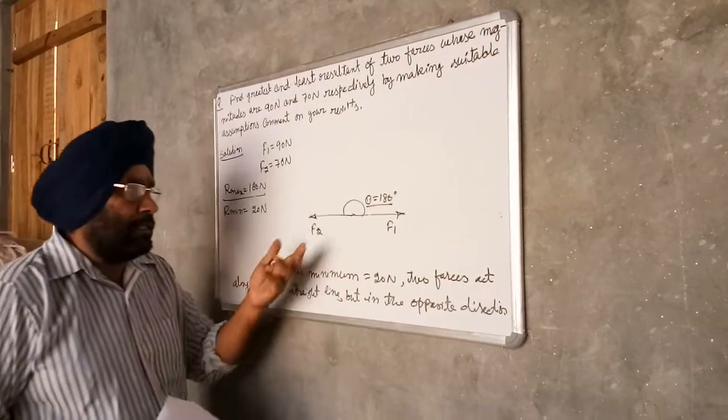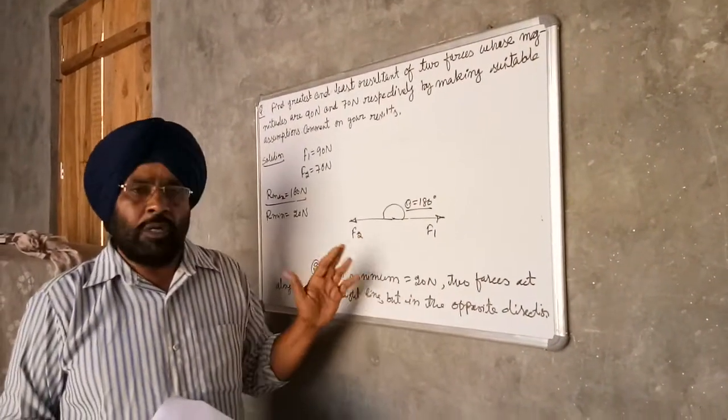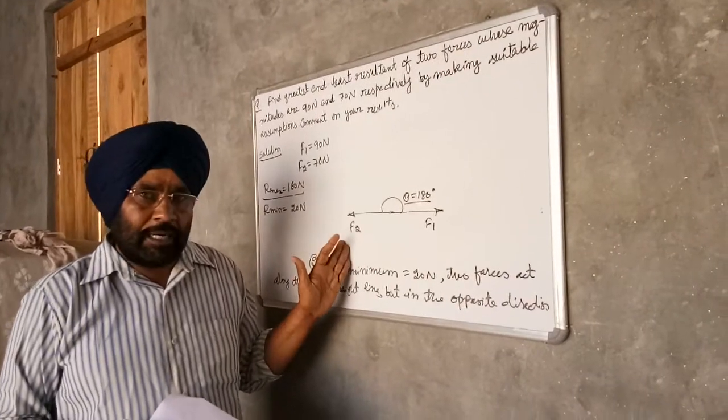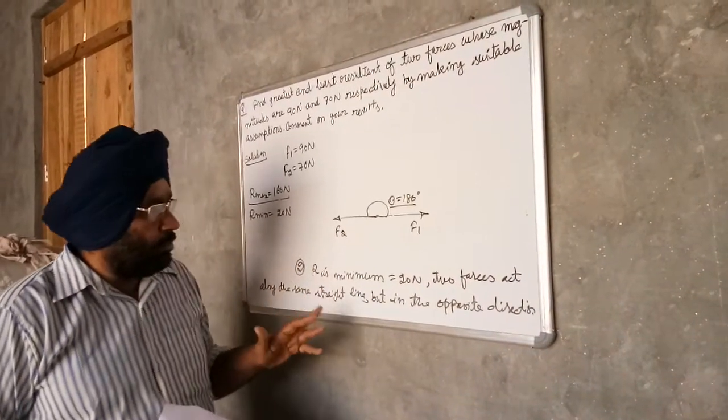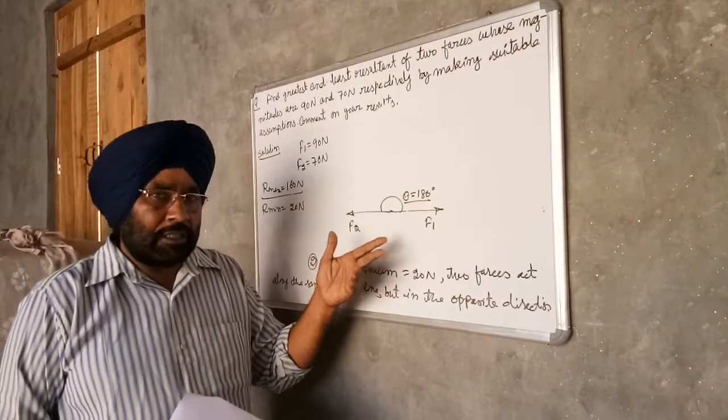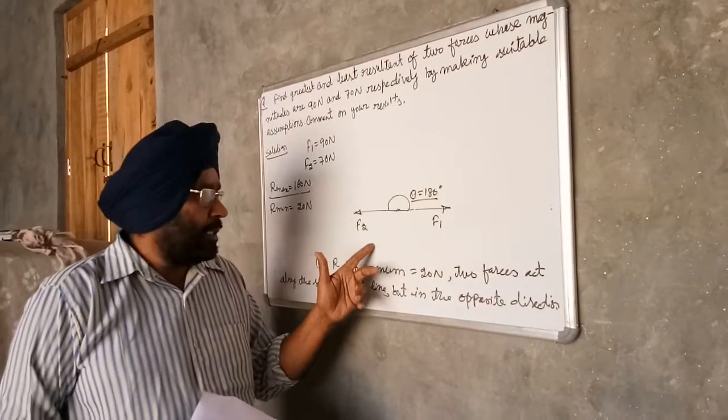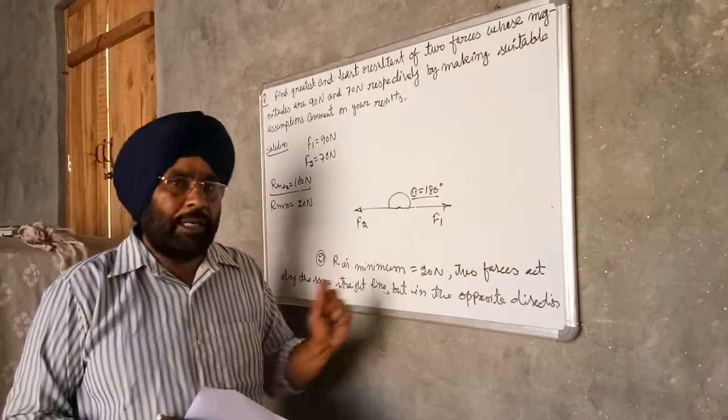So in the first case theta was 0 degree, so the two forces act along the same straight line in the same direction. Second, R is minimum when the two forces act along the same straight line but in the opposite direction, that is, theta is equal to 180 degree.